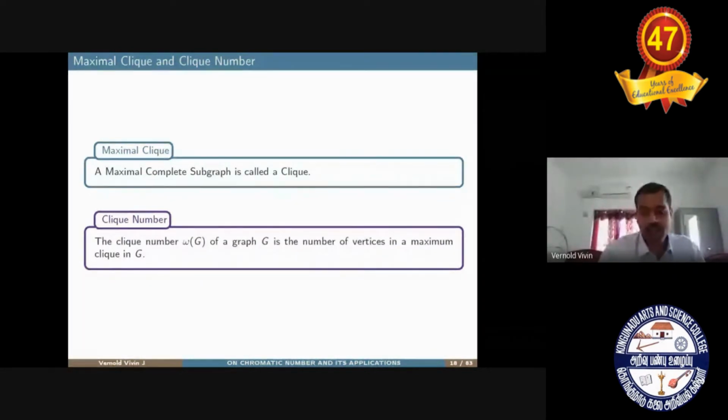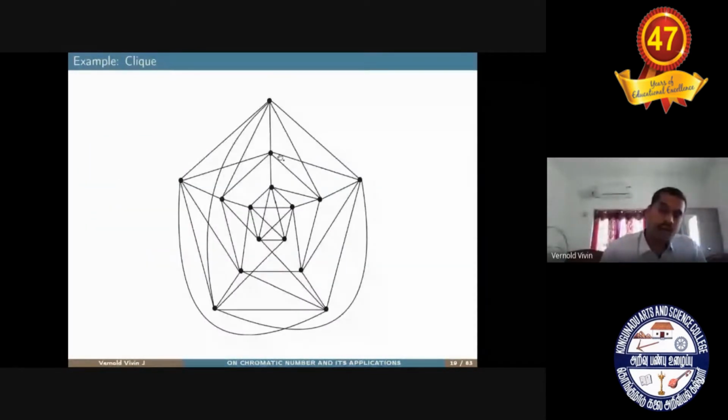I'll show it with an example. So here you have a graph and I'm going to construct a clique for this graph. A clique should be a subgraph of the given graph, and it should be a complete graph. From the figure, I think you can see two complete graphs. One is a triangle having three vertices. It is a complete graph.